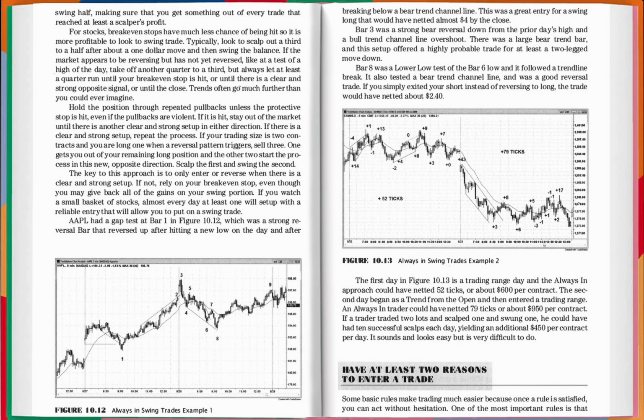If you simply exited your short instead of reversing to long, the trade would have netted about $2.40. The first day in figure L0.13 is a trading range day, and the always-in approach could have netted 52 ticks, or about $600 per contract. The second day began as a trend from the open and then entered a trading range. An always-in trader could have netted 79 ticks, or about $950 per contract.